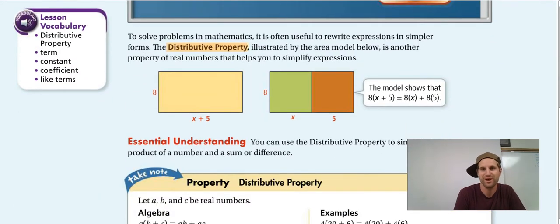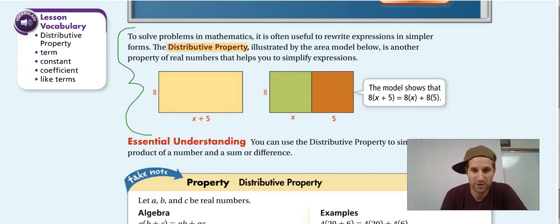All right, we're going to write all of this down. To solve problems in mathematics, it is often useful to rewrite expressions, so we're going to write them differently, in simpler form. The distributive property, keyword, that's what we're doing, illustrated by the area model below, which you are writing. It is another property of real numbers that helps you to simplify expressions.